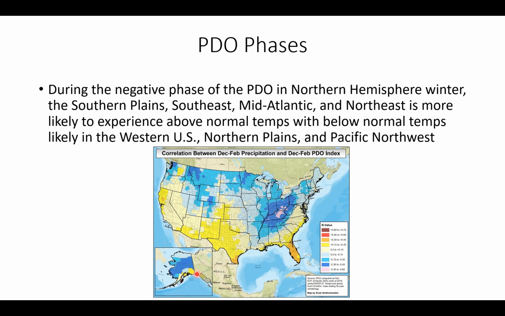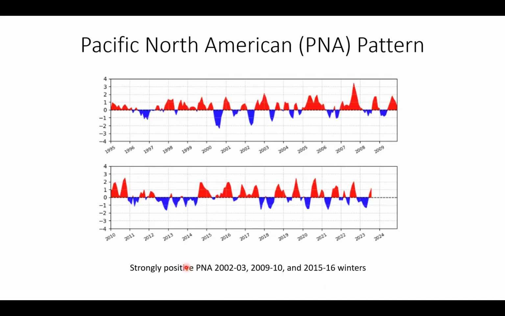In Alaska, outside of the southern coastal areas of Alaska, it's a different story when you have a negative phase of the PDO. You generally have colder than normal temps for the winter season. Now let's turn our attention to the PNA and what it looked like in our three El Nino analog winters.